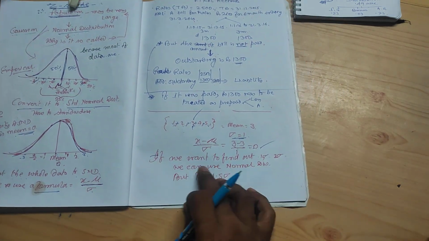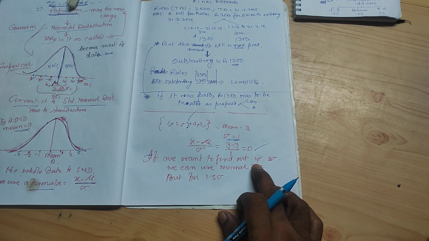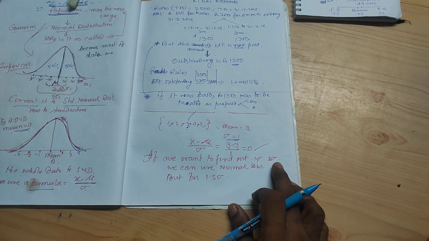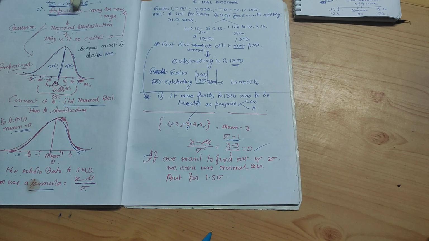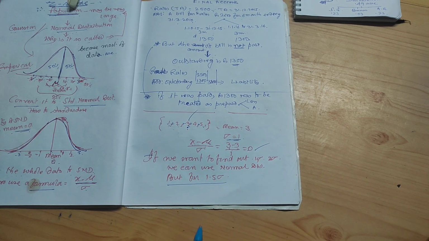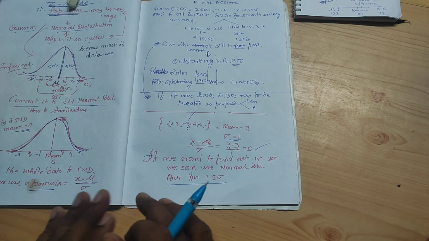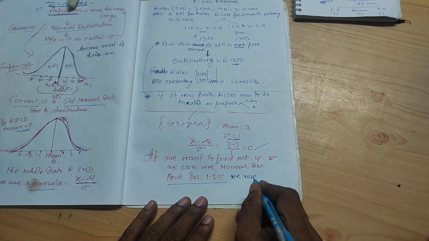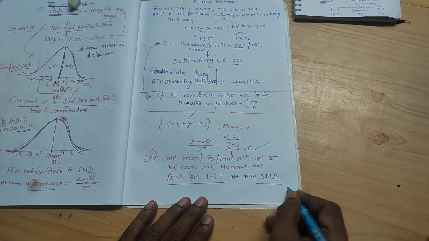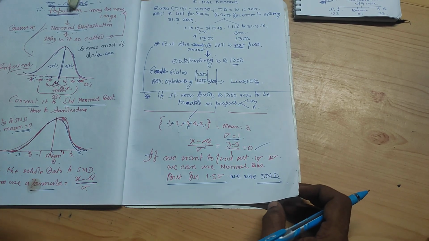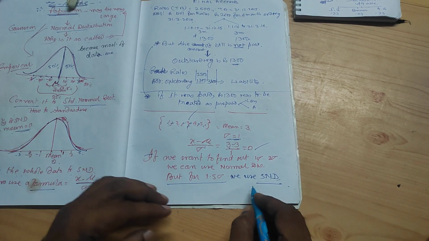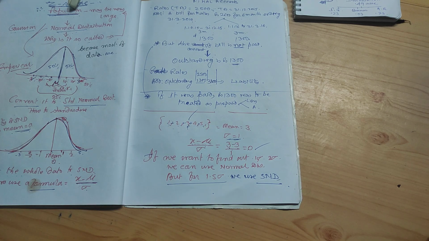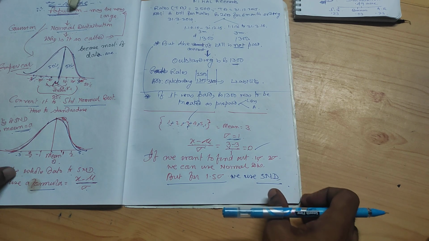If we want to find out 1 SD, 2 SD, we can use the normal distribution. But what about 1.5 SD? We use the SND, the same formula. SND is the standard normal distribution. And to find a particular value in the SND, we need a Z-score, from the Z-score table.